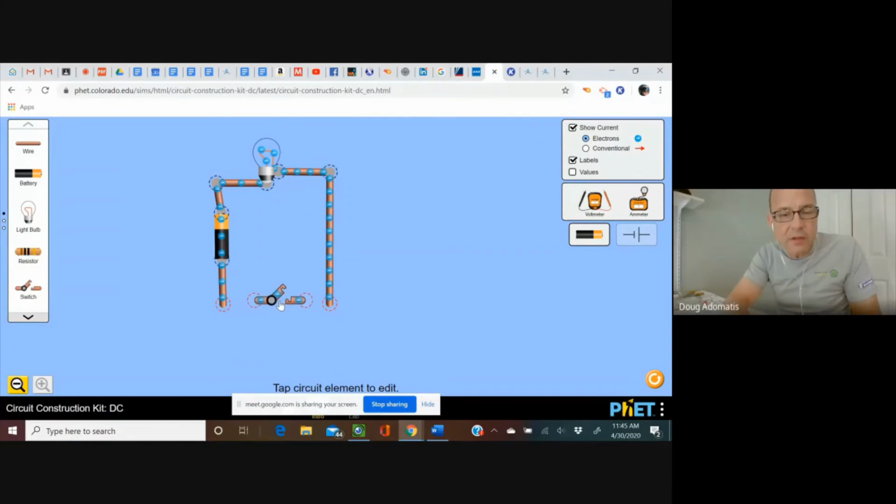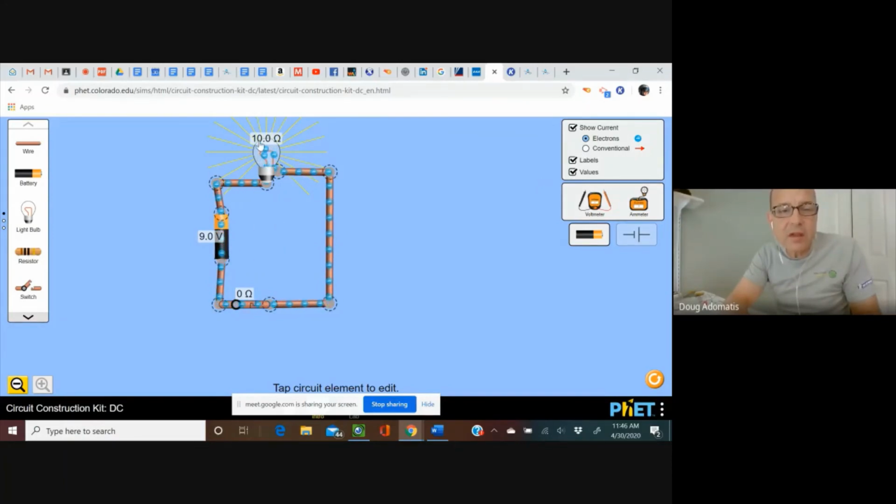I'm going to put a little switch here so that I can turn my light bulb on. So you can close the switch. And looky, can you see the electrons flowing? You can see the electrons flowing. And look, the light bulb's lighting really bright. And then you can turn on the values.